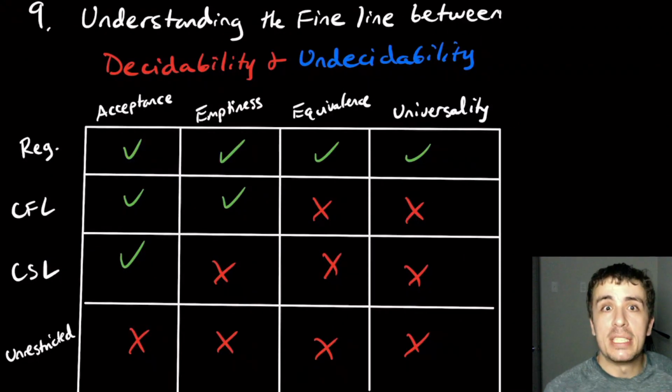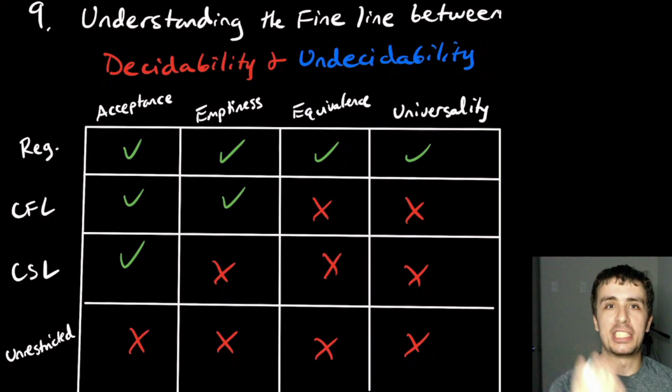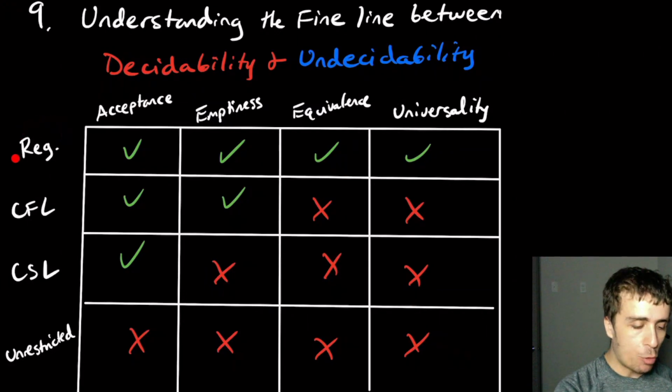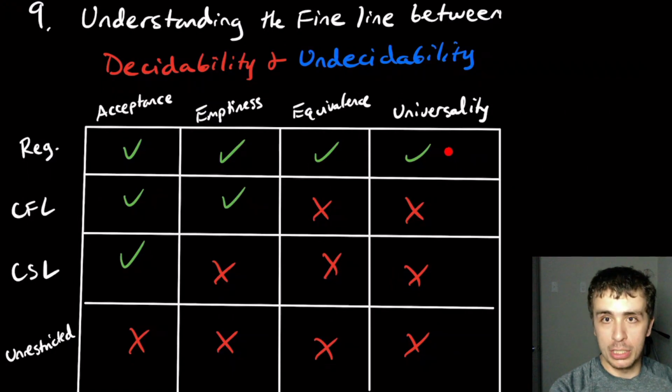The 9th reason is that we can understand that there's a very fine line between decidable problems and undecidable. Decidable problems just mean there's an algorithm for it, and undecidable means there's no algorithm. So as an example, regular languages have green check marks in all of these. They are all decidable.